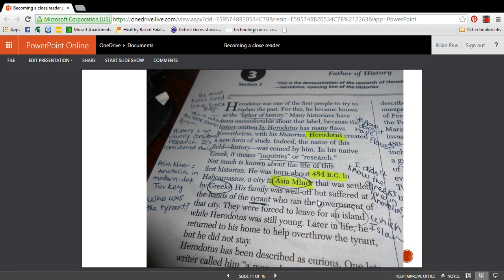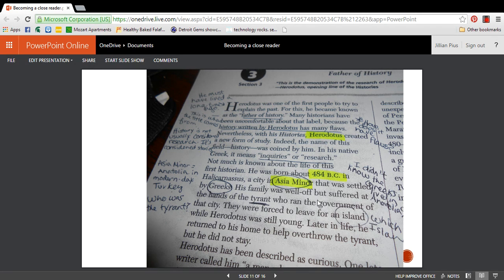His family was well off, but suffered at the hands of a tyrant who ran the government of that city. They were forced to leave for an island while Herodotus was still young. So I underlined tyrant and wrote who was that tyrant on the left, and I circled island and wrote which island because it's vague. Later in life, he returned to his home to help overthrow the tyrant, but he did not stay.